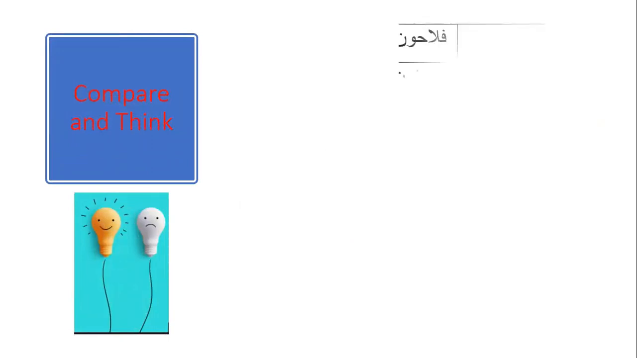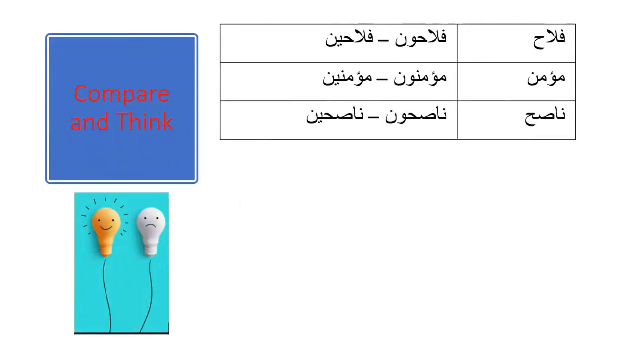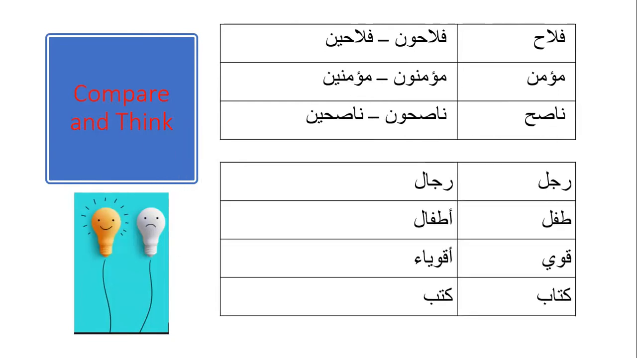Now, let's move to the second very important topic. Now I need you to compare and think. We have in Arabic, فلاح is singular; فلاحون or فلاحين. مؤمن, مؤمنون or مؤمنين. ناصح, ناصحون or ناصحين. Am I right? But on the other side, on the contrary, we have رجل, رجال. طفل, أطفال. قوي, أقوياء. كتاب, كتب. What is the difference here?